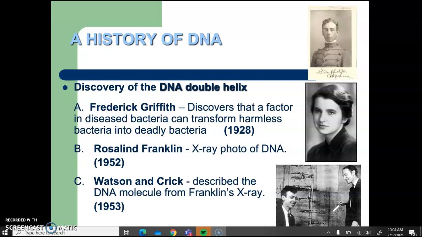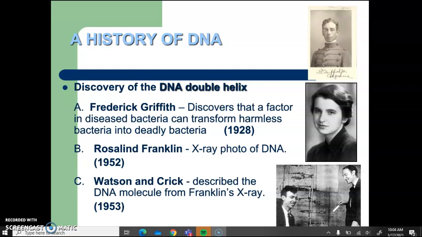If we're looking, the first person who kind of started this whole discovery of DNA was Frederick Griffith, and he discovered that a factor inside of diseased bacteria could actually transform harmless bacteria into deadly bacteria. And it was later proven that that factor that transformed this harmless bacteria into deadly bacteria was DNA.